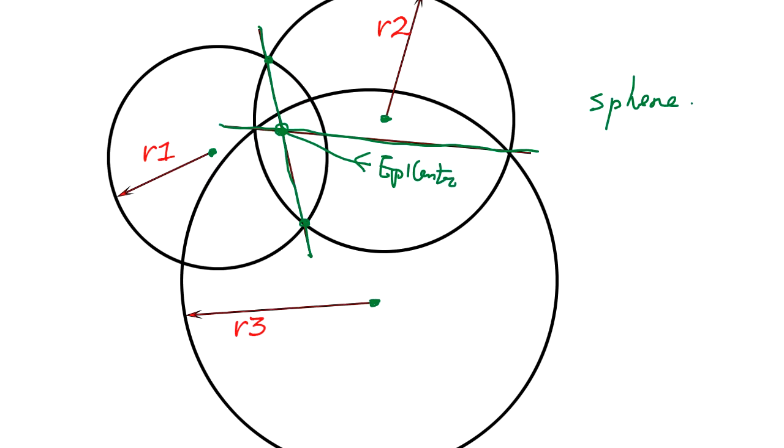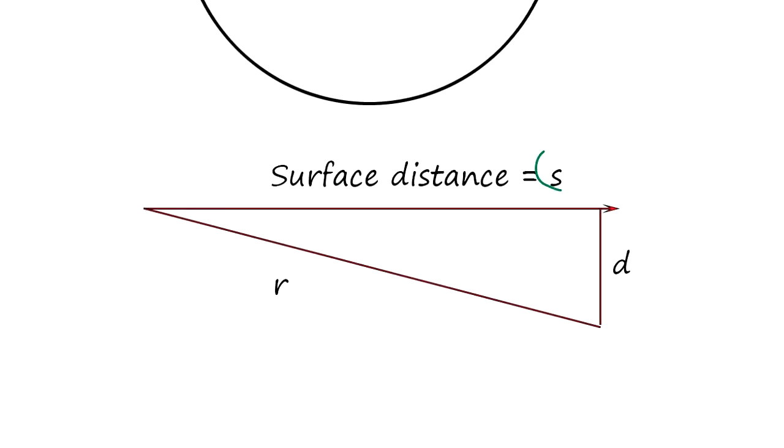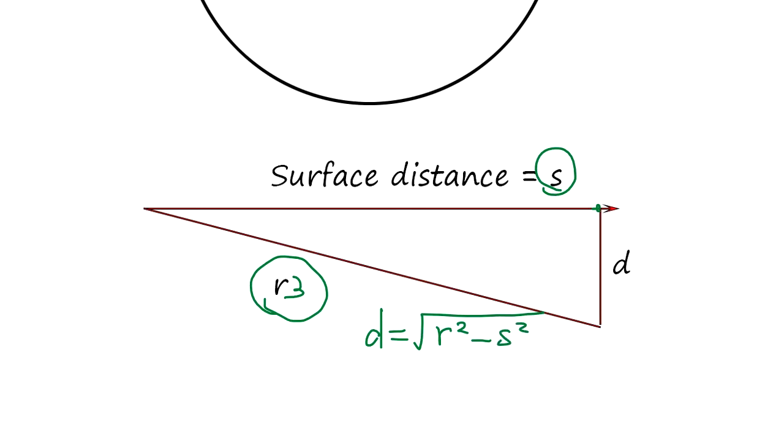Okay, now we measure the distance to the epicenter for this circle. Say it's S, right? So the situation is we get S, the distance, and actually this is the real distance. So from here we can easily calculate the square root of R square minus S square. Okay, and that's the way we know the depth of the epicenter.